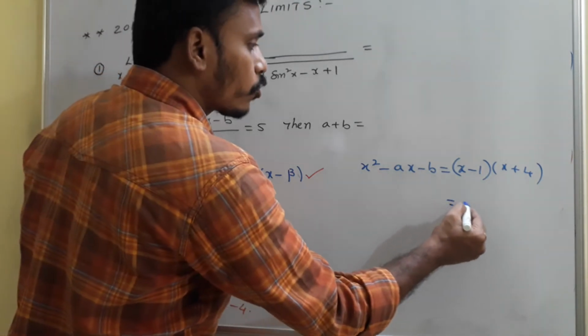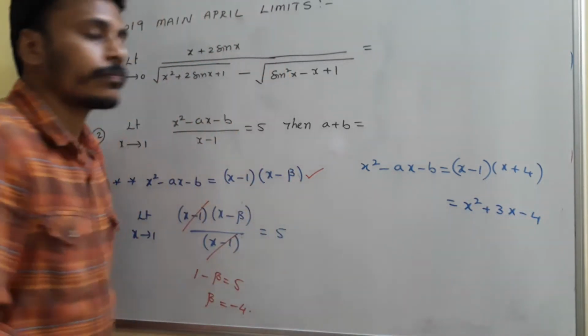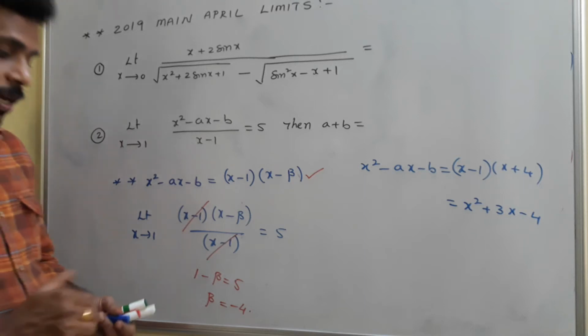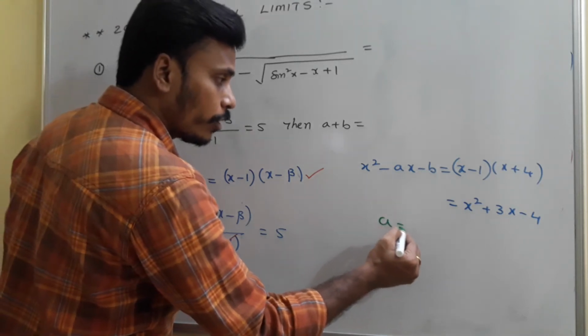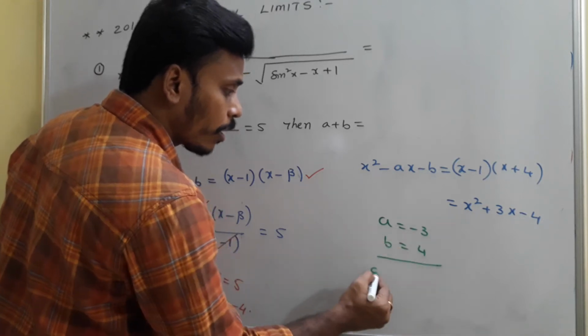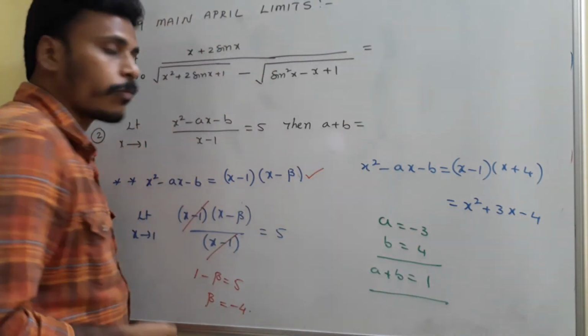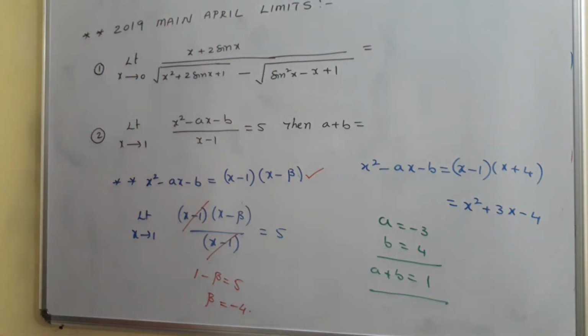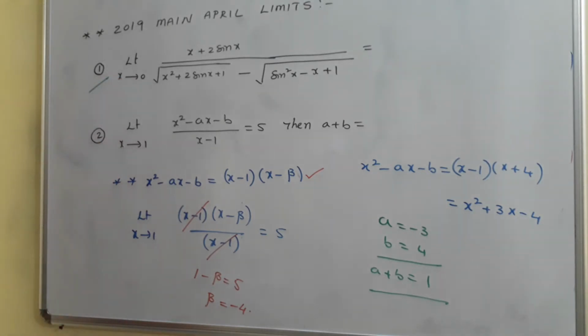Just multiply these two: x square plus 3x minus 4. So x square minus ax minus b is equal to x square plus 3x minus 4. So a is equal to minus 3, b is equal to 4, and a plus b is equal to 1. So our answer for the problem is 1. There ends the task. Okay, have a look, and then think about the first problem.